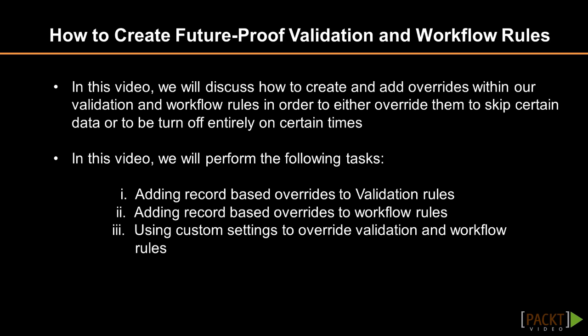So in the video, we'll be performing 3 tasks. First, we're going to create a record-based override to our contact validation rule. Next, we're going to add a record-based override to our workflow rule in the opportunity object. Then lastly, we're going to add a custom setting that will override a validation rule in the contact object as well. So first off, let's go to the Salesforce setup menu.